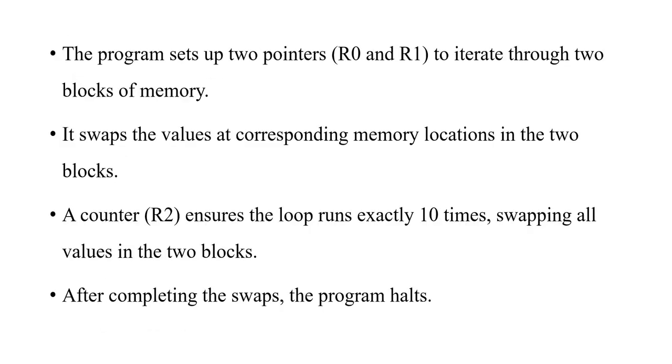So this is the logic of the program. The program sets up two pointers, R0 and R1, to iterate through the blocks of memory. Then it will swap the values at the corresponding memory locations in both the blocks. We are using a counter, that is R2, which will ensure that the loop will run 10 times. At each iteration, it will be swapping the values in both the locations. After completing the swaps, the program will halt.